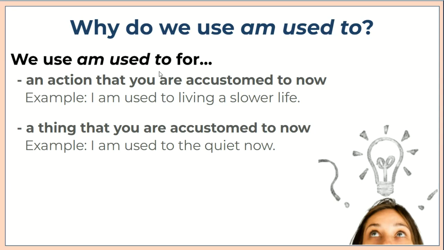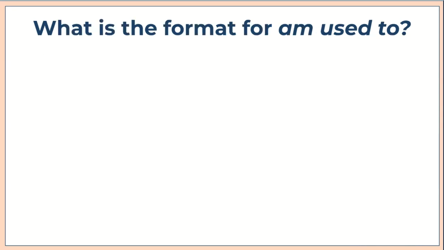All right. The quiet, of course, is a noun. And so this person again is saying that living in a small town where it's really quiet, that is something that they are now comfortable with. So what is the format for am used to, or how do we create sentences with is, am, or are used to?